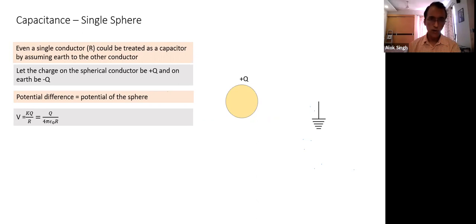In case of capacitor, we always use the epsilon naught expression, so I write K as 1 by 4 pi epsilon naught. What is C? C is equal to Q by V. So what is the expression for capacitance? 4 pi epsilon naught R. This is the capacitance of an isolated conducting sphere of radius R. When we are talking about capacitor, we are always talking about conductor. Conductors alone constitute a capacitor, not the insulator.